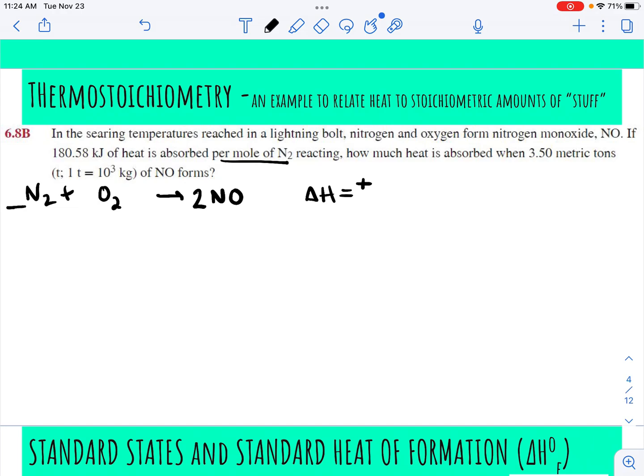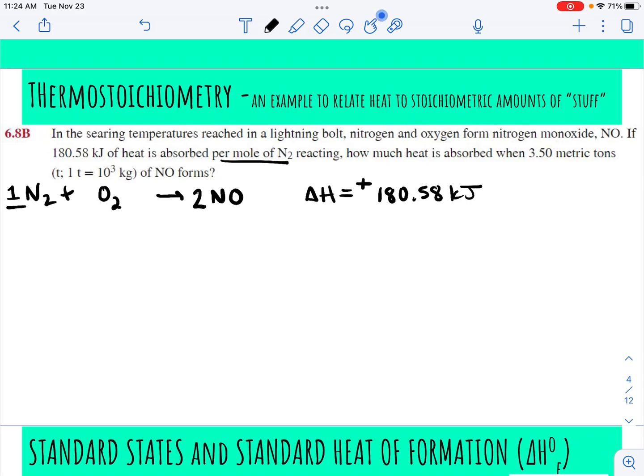It absorbs, so that's a positive delta H, 180.58 kilojoules of heat. So once I've decided that this is per mole of N2, if it had been per mole of NO, I would have had to divide my equation in half to make it match that delta H. But now because my mole of N2 is already 1 mole in my equation, it matches. So here's my thermochemical equation. That's a little bit of review.